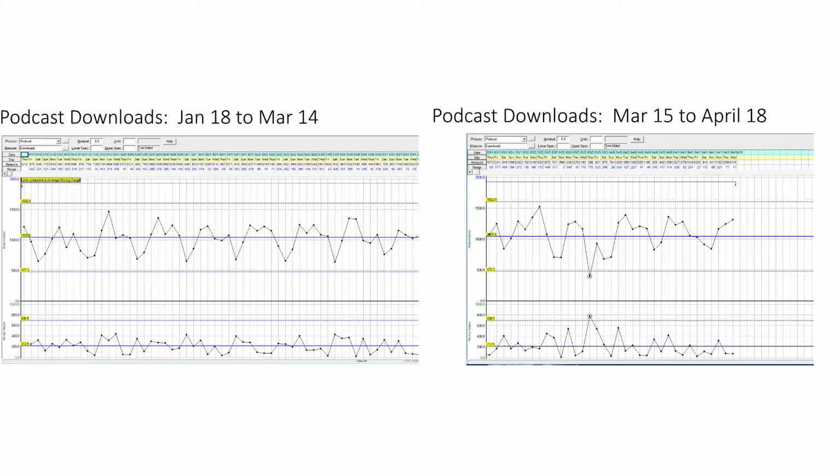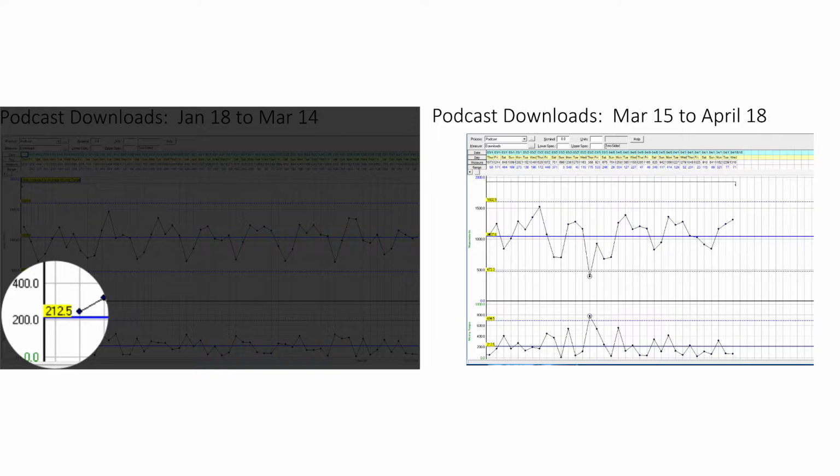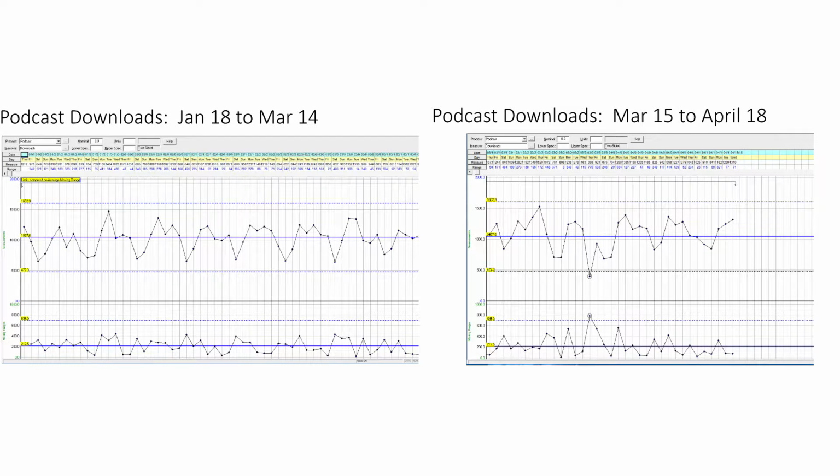The other thing I noticed on here, and I always notice on individuals and moving range charts, is what is the average moving range? The average moving range gives me a sense of the average amount of change from one point to the next. And this one was 212.5. So what this told me is that from day to day, the average difference in podcast downloads was 212.5. Sometimes the difference was less and sometimes it was greater, but that's the average difference.